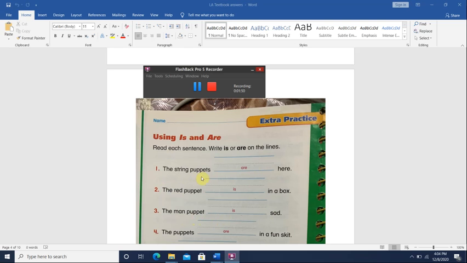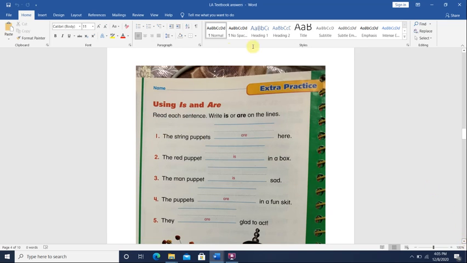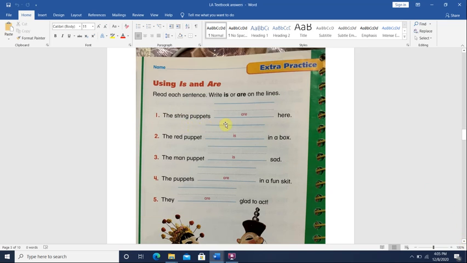Sad. The string puppets are here. The red puppet is in a box. The man puppet is sad. The puppets are in a fun skit. Okay, so the string puppets, because it's plural, we use are, and for 2 and 3 we use is because it talks about only one puppet. Number 4, the puppets are in a fun skit. Puppets is plural, so we use are. Number 5, they blank glad to act. They refers to something that is plural, so they are glad to act.